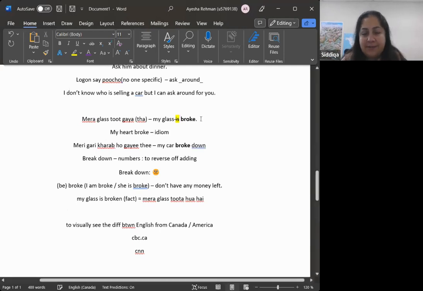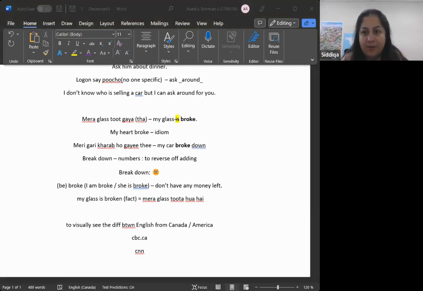This is an idiom. It's not a phrasal verb because there's no preposition to it, and it's an idiom because your heart doesn't literally break into pieces. It's an abstract way of saying it. Like I said at the beginning, if we're playing with nouns, we're using idioms. If we're playing with verbs, we're using phrasal verbs.